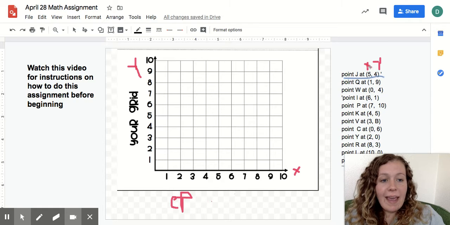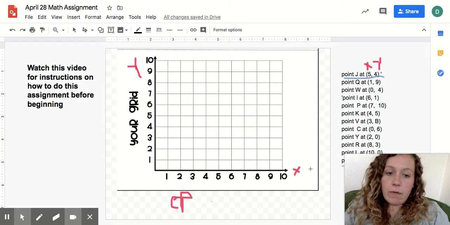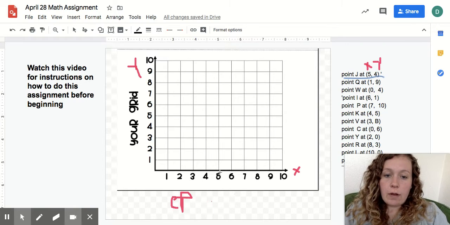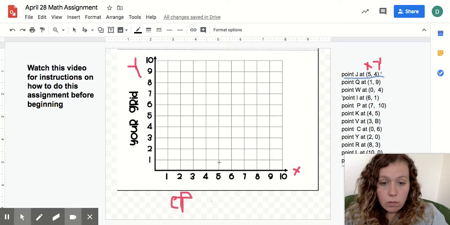So 5 is my x and 4 is my y. Looking down here, the bottom of this is my x-axis, and I have a 5 for my x. So I'm going to start here. This is where I'm at on the x-axis. Now for y, I have 4. So I'm going to go all the way up on this 5 until I hit 4. 1, 2, 3, 4. And that is my point.